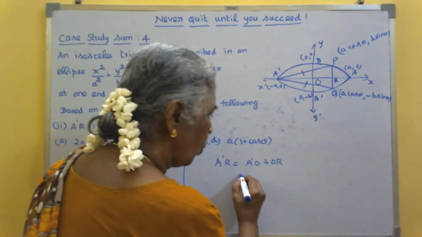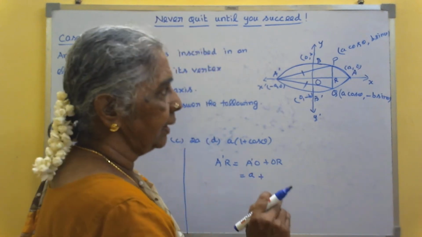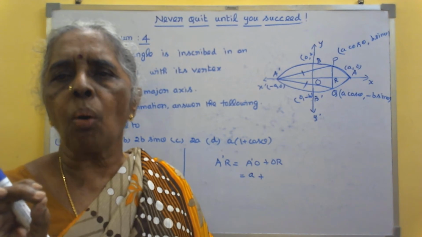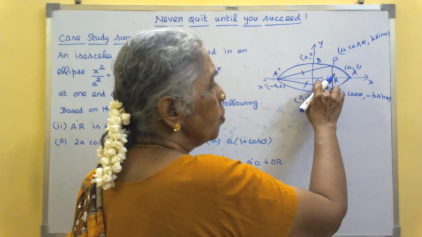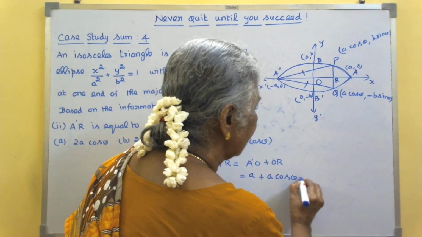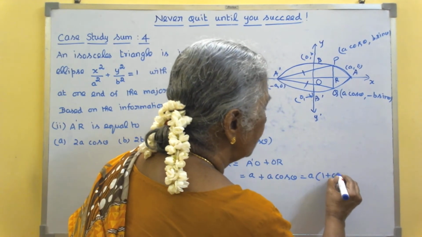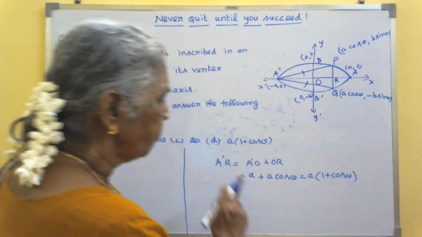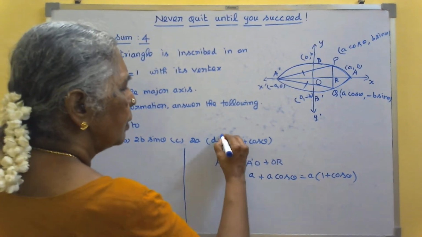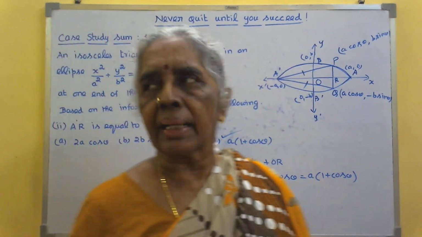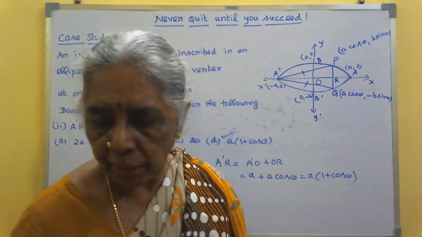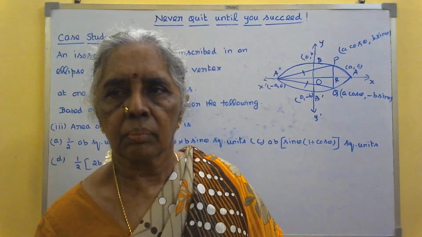So now A dash O will be A for you, plus we have to find OR. What is OR? OR is the x coordinate of the point P. So that is A cos theta. So you will get A plus A cos theta. So that is A into 1 plus cos theta. This is the length A dash R. Check the subdivisions. So the subdivision D is the correct answer for that. Okay, so I hope you have understood the second subdivision.